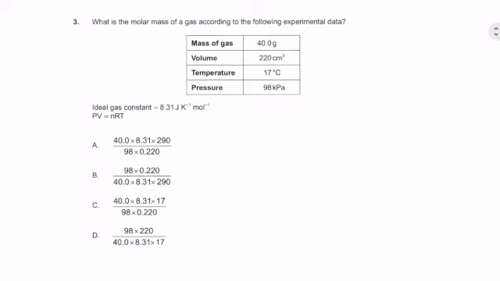Let's walk you through this. What is the molar mass of a gas according to the following experimental data? So this is a classic rearranging and knowing your units type of question.